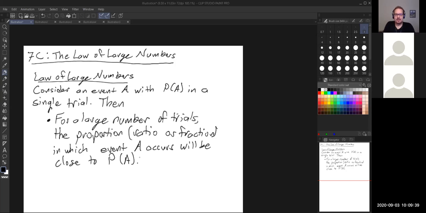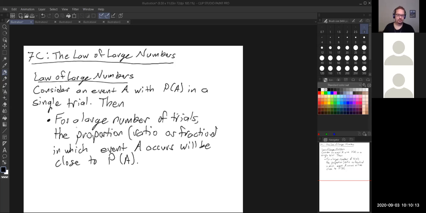That means that as we increase the number of trials, so let's say we flip the coin 100 times, we should expect the proportion, the ratio, the fraction, our relative frequency probability will be getting close to 0.5. And that increases as we increase the number. So if we have 1,000 trials, that will be even closer to 50%. If we have 1,000,000 trials, that will be even closer to 50%. So that's the first part of the law of large numbers.